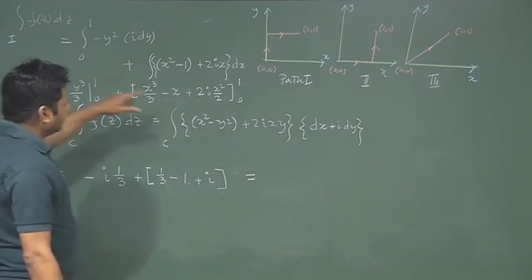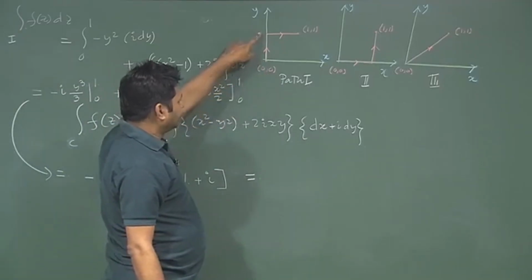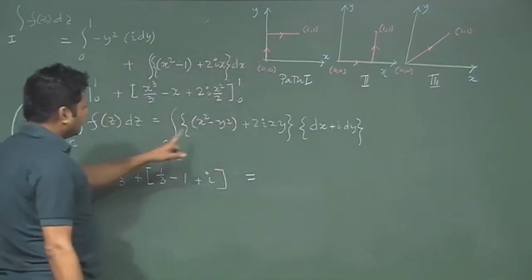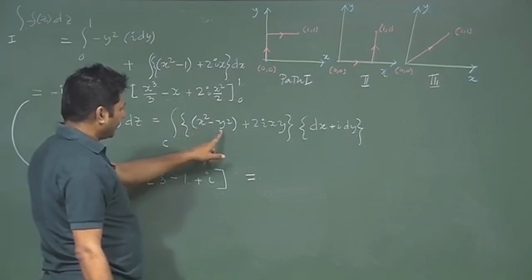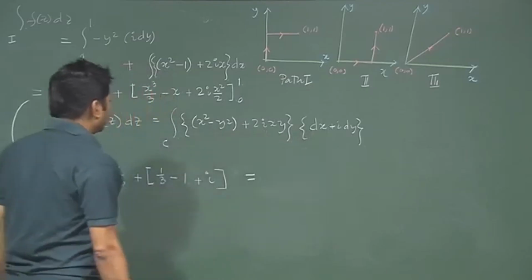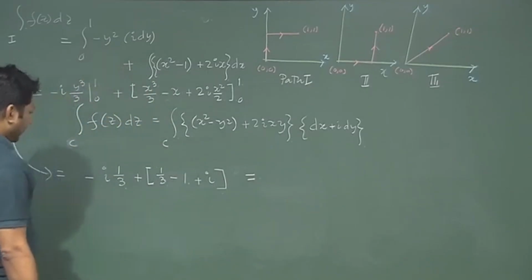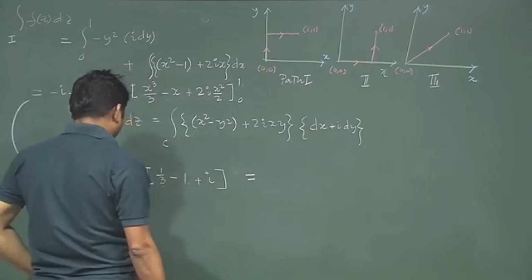In path 1, if I go from here to here, 0 0 to 0 1, my x is not changing, x is 0. So, minus y square, and then this is 0. So, minus y square times i dy. So, this part is fine. Let me first find out the value, then I will check whether things are correct or not.